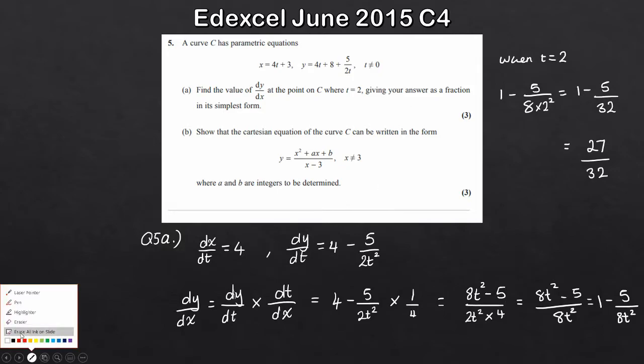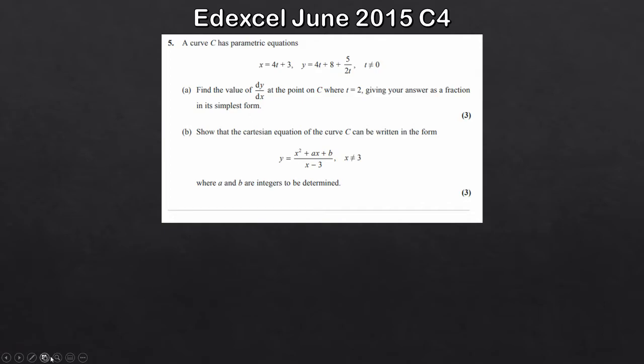We want to show that the Cartesian equation of the curve C can be given in this form. So let's take it step by step here. Notice that we're writing this in the form y equals. So we've defined one of the parametric equations in terms of y. So we're going to use that. So what we need to do now is basically substitute t into it, because what we want is x.